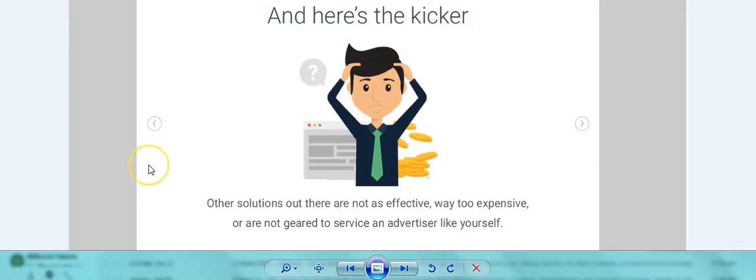And here's the kicker. Other solutions out there are not as effective, they're way too expensive, or not geared towards servicing an advertiser like yourself. When it comes down to it, we make you more money. We can and will effectively advertise your business to grow your customer base and put more money in your pocket. And you can actually start very small. Your advertising budget on these platforms can be as little as $50 a week, so we can start working with you even if you have a small budget to allocate to your ads.